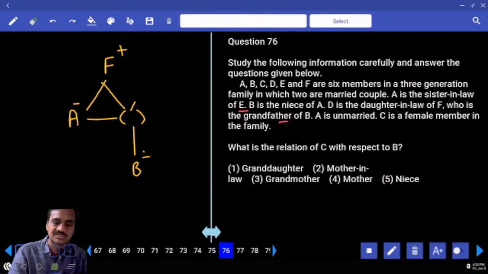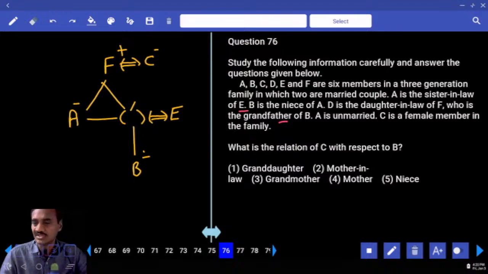Unmarried means A is the sister-in-law, that means spouse's sister is E. Right, because A is unmarried. 1, 2, 3, 4, 5. And there are 2 married couples, and one person must be here. Now who is that person? C must be at this place.